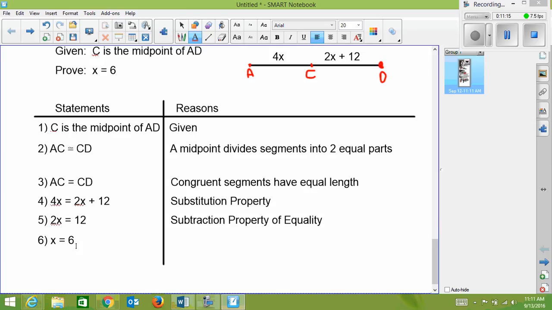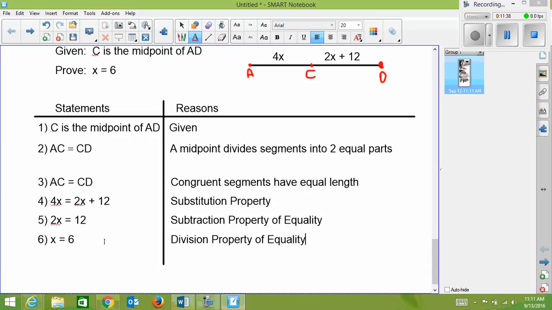Now the next thing that is written is a statement, and it says x equals 6. Well, how did I know that? I solved this, right? But what did I use to solve it? What did I do? It is the division property of equality. If you divide one side by the same number, divide both sides by the same number, you end up with the same answer.